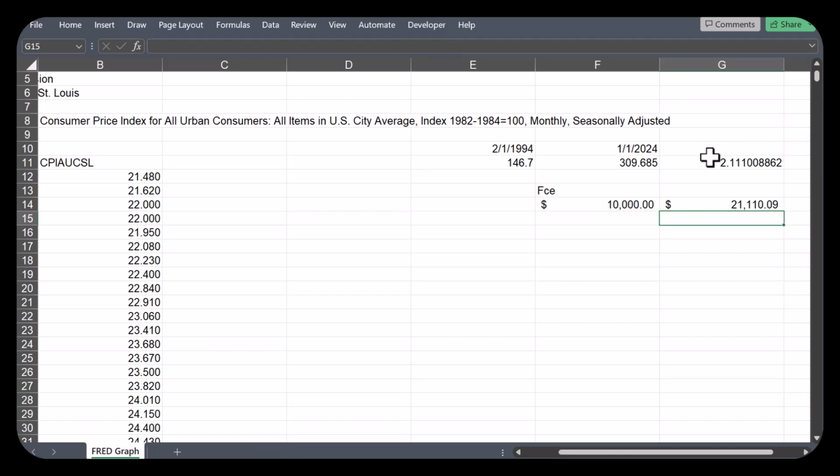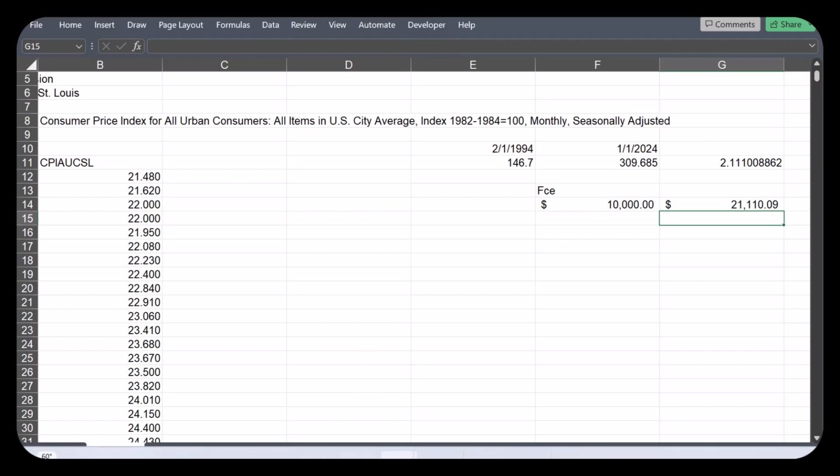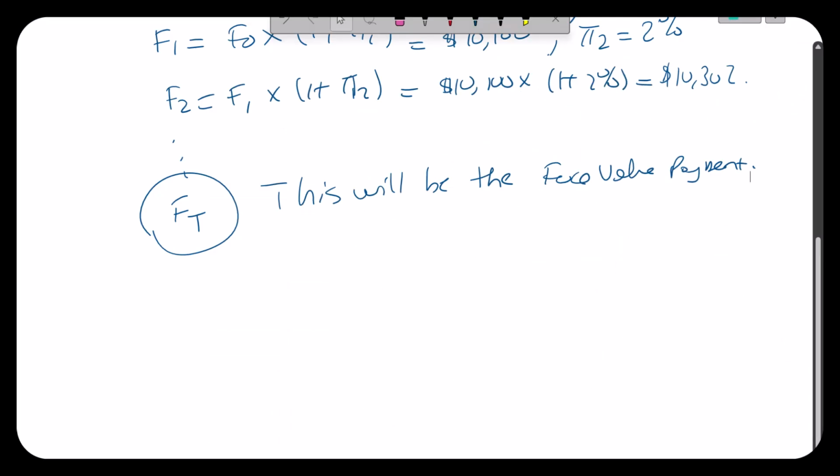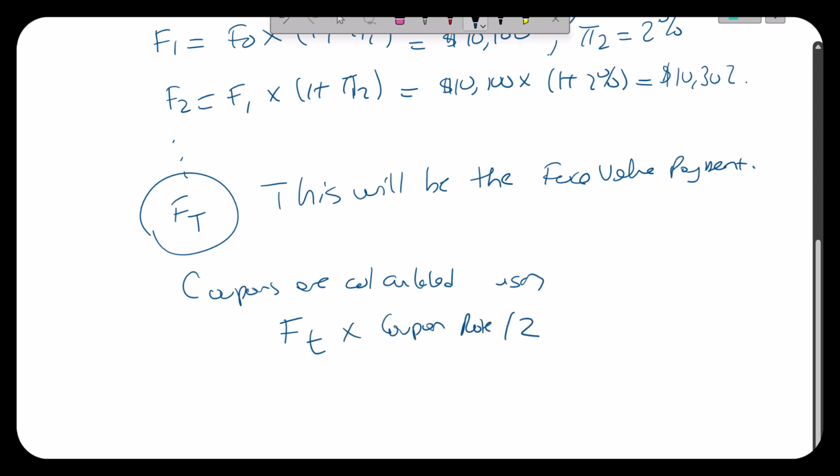And every coupon period, coupons are calculated using face value for that time period times coupon rate divided by 2. But coupon rates tend to be relatively small because these are coupon rates which are kind of real. Okay, real means after you take the effect of inflation out.